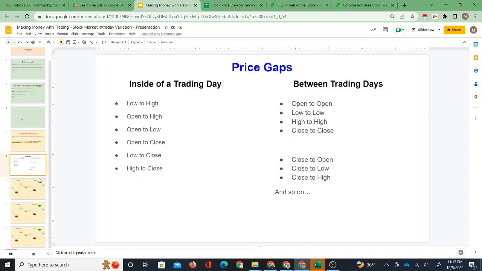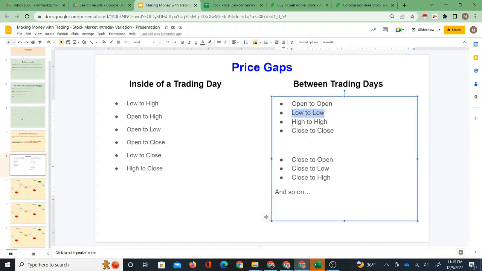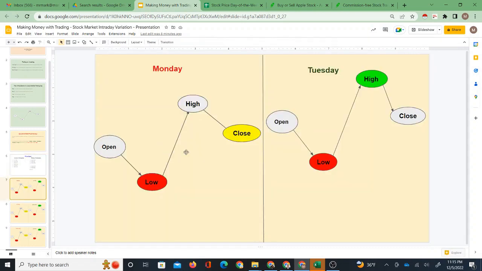You can also do low to low. Basically the same point to the same point: open to open, low to low, high to high, close to close. Just comparing the same thing to the same thing, that point to its same point on a different day. And close to close. You can compare them like that. And I wanted to make these the same color.